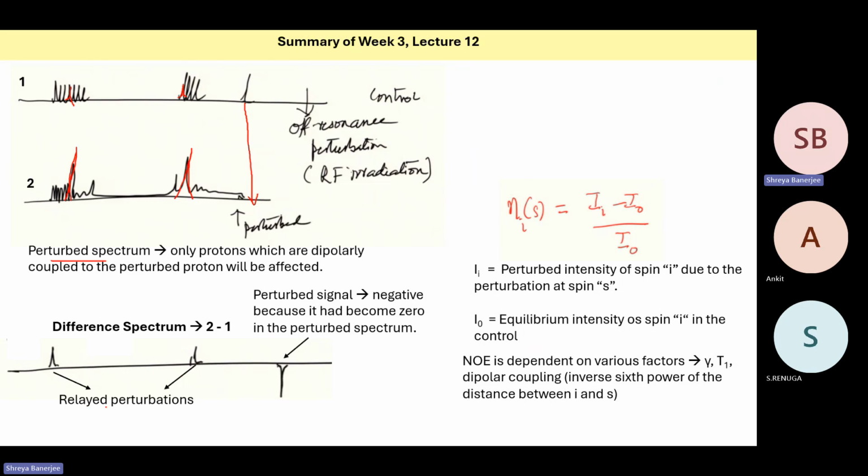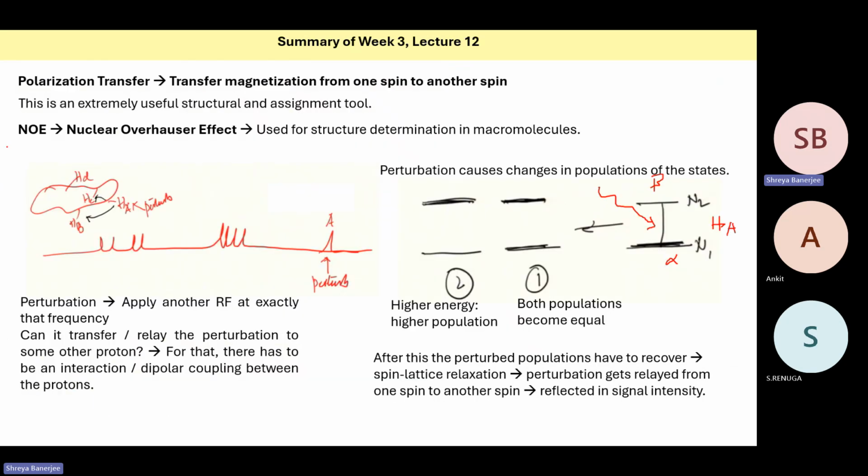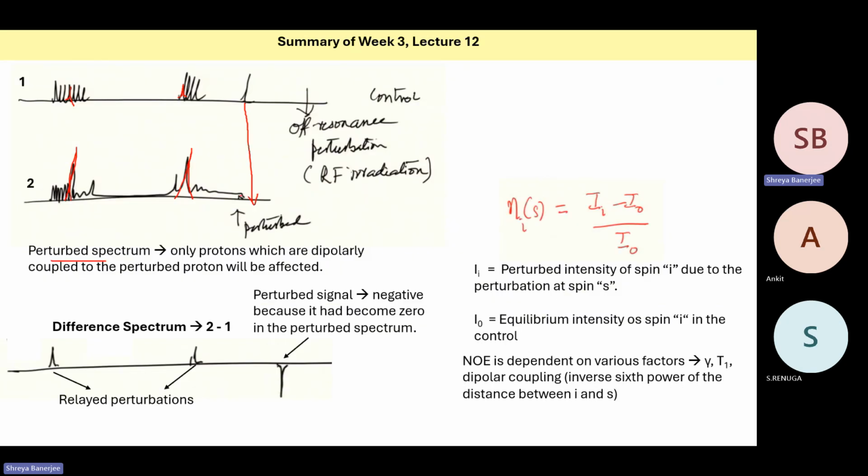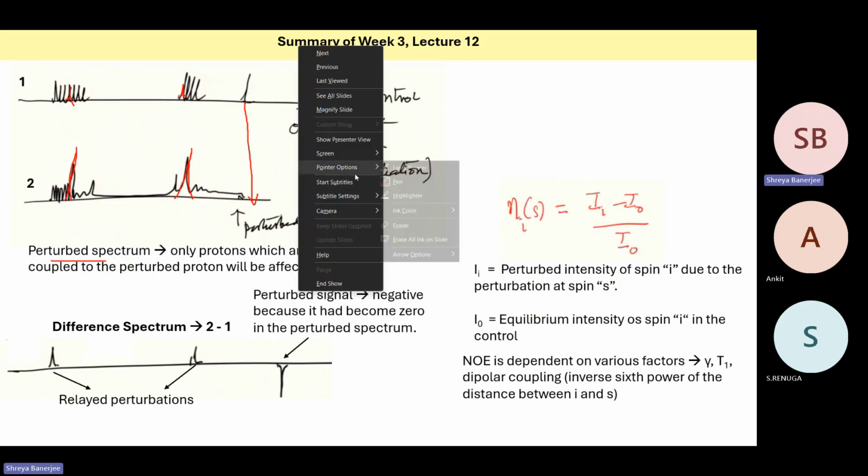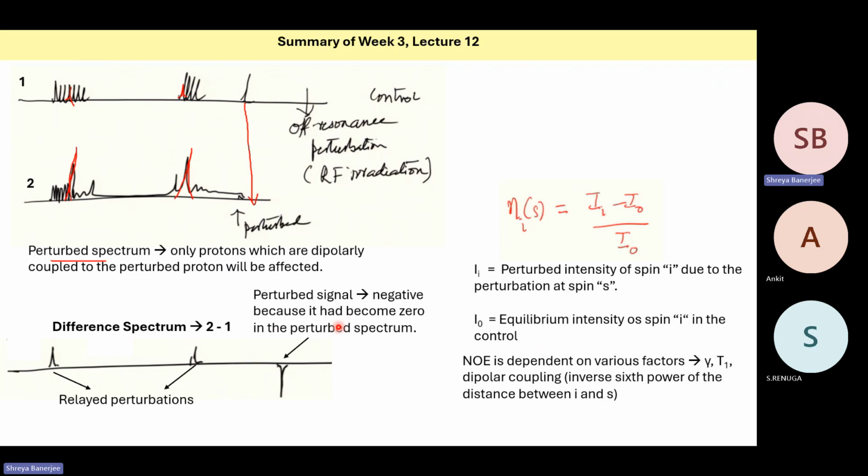And these are called relayed perturbation because the original perturbation has been transferred to these protons. So what this spectra will tell you is which are the protons that are close to the perturbed proton. And so it will give you an idea of the structure of the macromolecule because it will tell you which protons are close to proton A and so on.